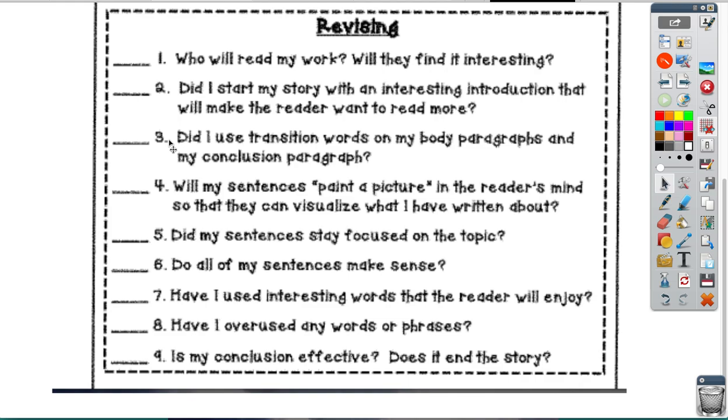Did you use transition words in your body paragraphs and your conclusion paragraphs? Will your sentences paint a picture in the reader's mind so that they can visualize what you have written about? So use juicy describing words, boys and girls. Did my sentences stay focused on the topic? If you started writing about chicken nuggets, I think you have to revise. Do all of your sentences make sense? Sometimes when I write too quickly, I forget some words in my sentences that I need. So just go ahead and reread it aloud so that you know whether or not all your sentences are complete.